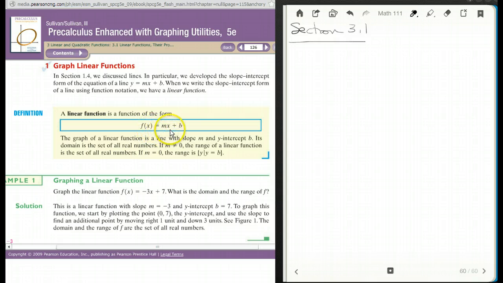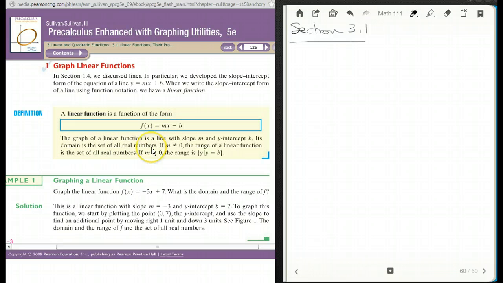So what are we allowed to plug in? Well, notice that our input here just gets multiplied by m, and then you add b. Well, you can do that process to any real number you like, so that means that the domain is any real number that you like. Put in anything you want here, you just multiply by m and then add b. Okay, so our domain is the set of all real numbers.